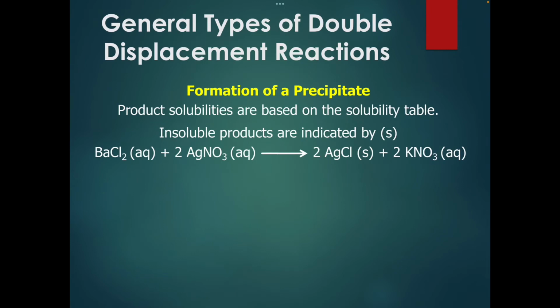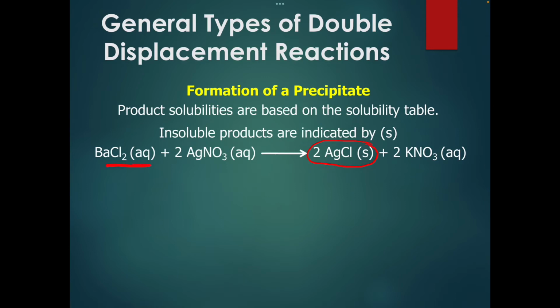So here are our types of double displacement reactions. Like I said, the first type is the most common: the formation of a precipitate. This is going to predict solubilities based on our solubility table, and I will be giving you a solubility table. Our insoluble products are going to be indicated by an S. So this is our insoluble product, that would be our precipitate that's being formed.